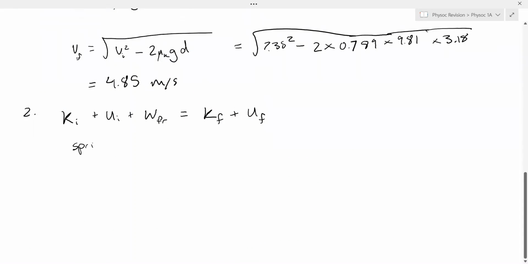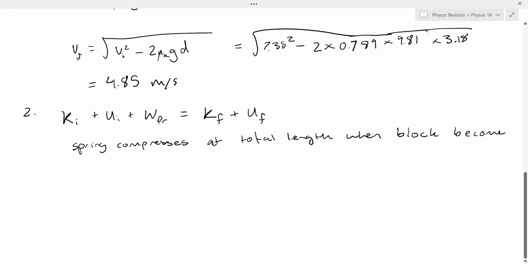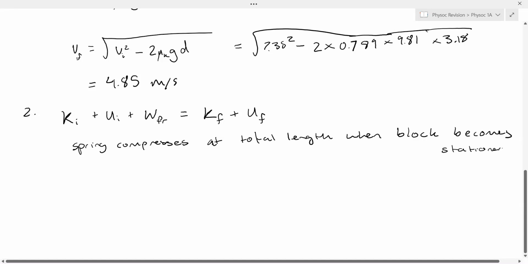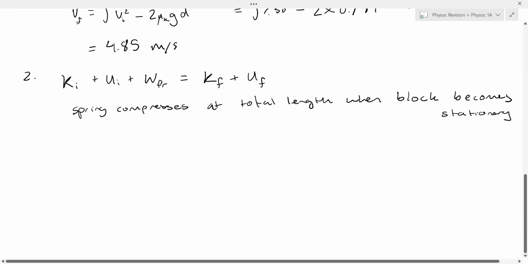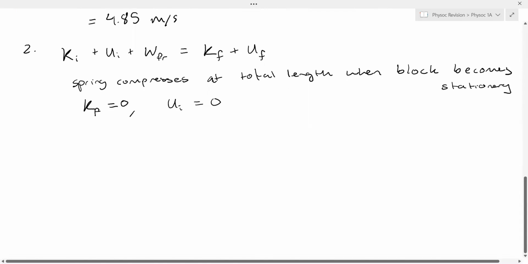So the spring compresses, I guess, at the total length, when our block becomes stationary. So that's going to be when our final kinetic energy is 0. We also started at the initial point just when our block was at the start of the spring, which means our initial potential energy is going to be 0. And yeah, that's pretty much as far as we can simplify that.